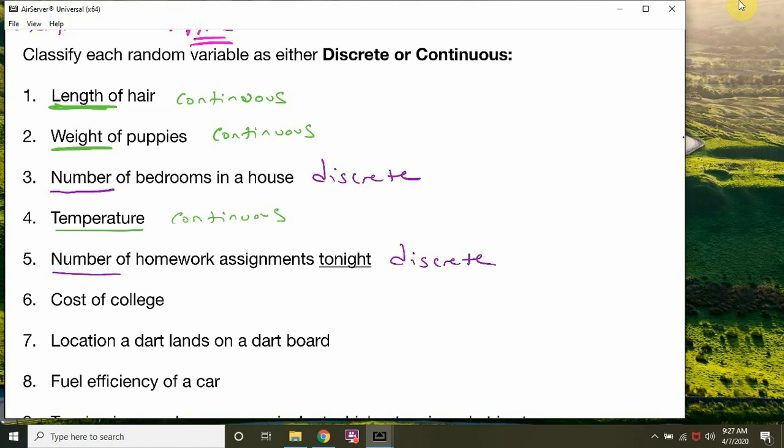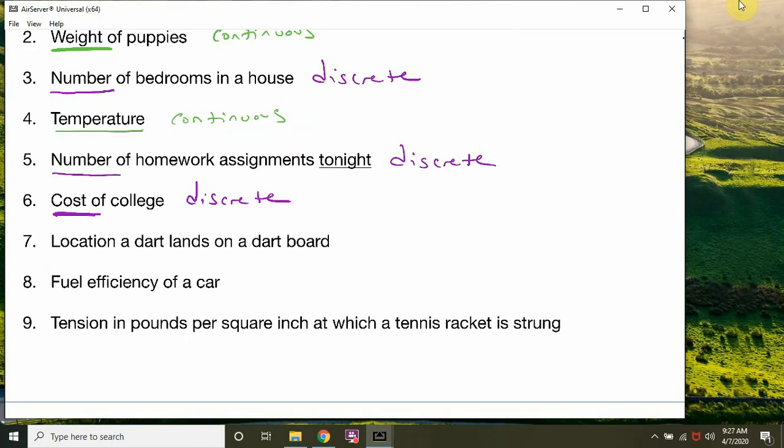Cost, that's money. Cost of college, cost of rent, cost of meal plans, cost of anything. If it's money, it's discrete. Okay, the location a dart lands on a dartboard. It can hit any location on that dartboard. Any infinite spot on that dartboard. Okay, location, again, is more like something we measure. Location, area, continuous.